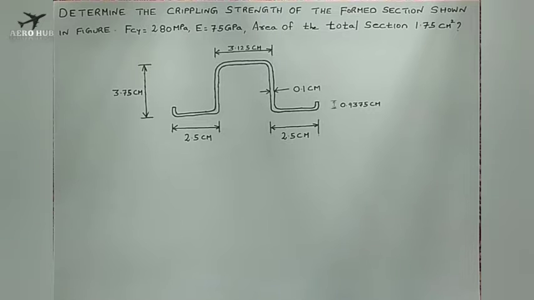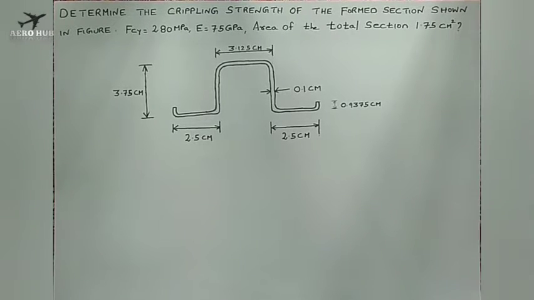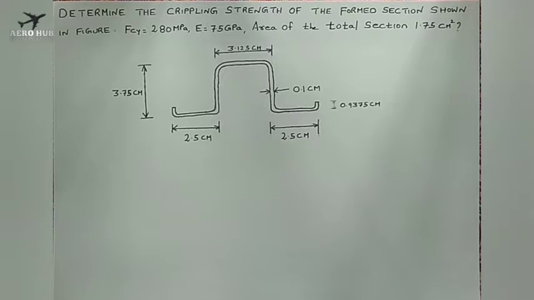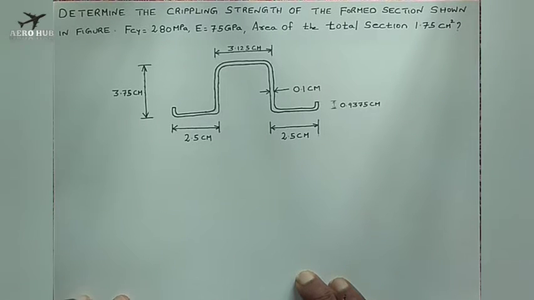And in this lecture, we will discuss how to estimate the crippling strength of a hat section. In the previous lecture, we discussed the difference between crippling stress and buckling stress, and a method called Needham's method to estimate the crippling strength for different types of sections used in aircraft. In the last lecture we estimated the crippling strength of a square tube, and in this lecture we will use the same Needham's method to find the crippling strength of a hat section, which is basically used as steel stringers for the upper half of the wing section.